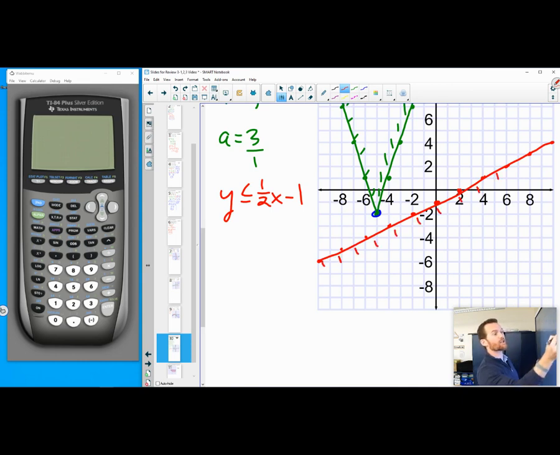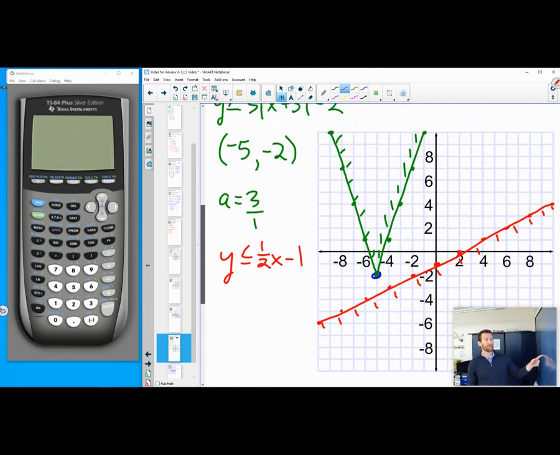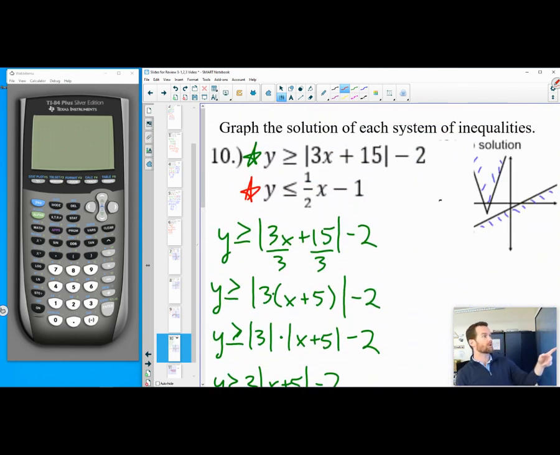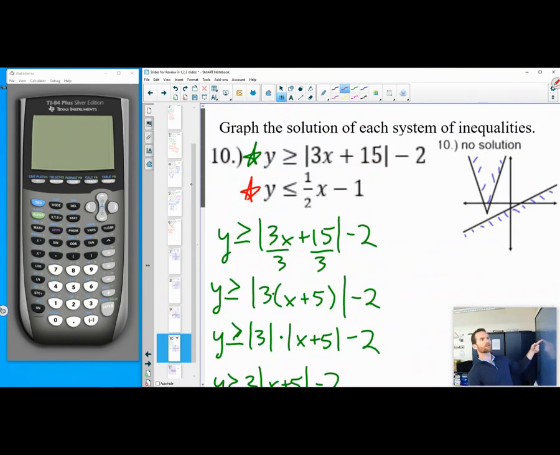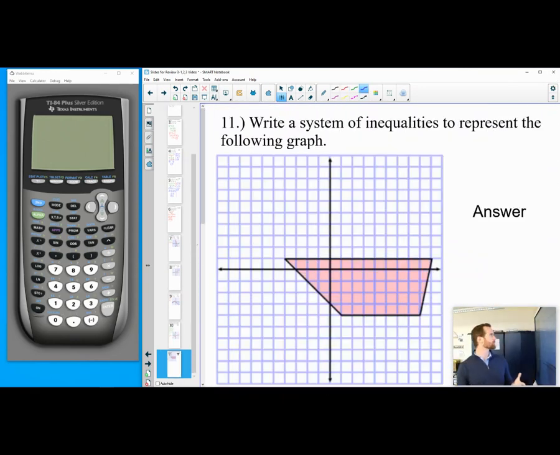And now our solution set is going to be wherever the shading overlaps, but the shading never overlaps for this graph. It's above the green and below the red, so it never overlaps, which means it's no solution. And that's exactly what we see here. And I think the graph looks pretty similar as well. Yep, looks good. Okay, now let's take a look at number 11.